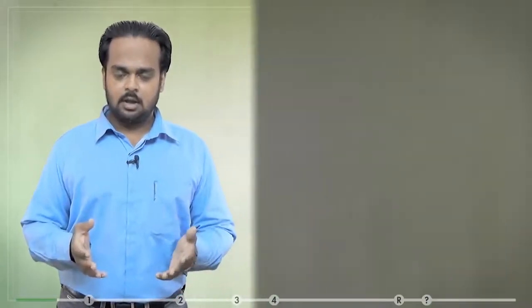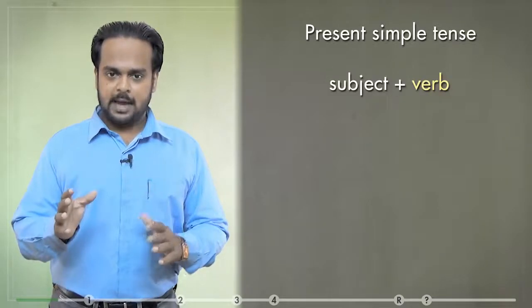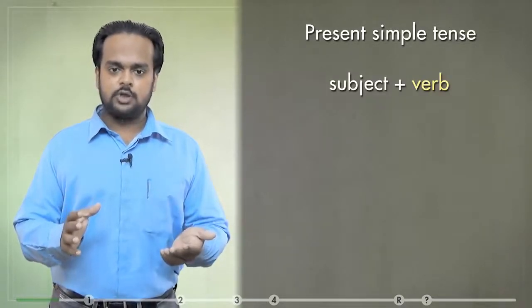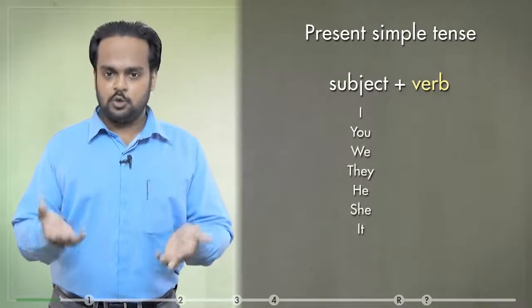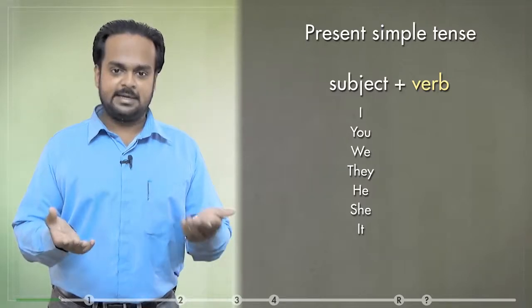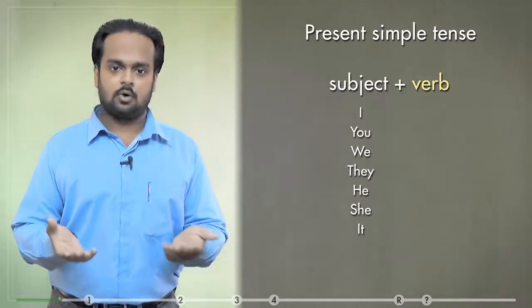All right, well, first, what is the present simple tense? Well, quite simply, it's the most basic tense in English, and it's the first tense that you will learn in any English course that you take. It's very easy. You just take a subject and you add a verb. A subject is a word like I, you, we, they, he, she, it, or a name like Mike or Emma.